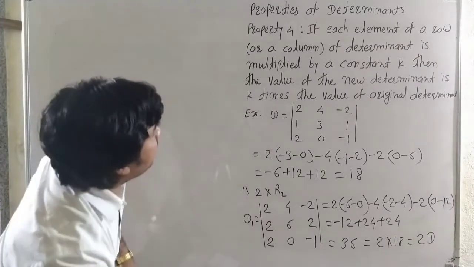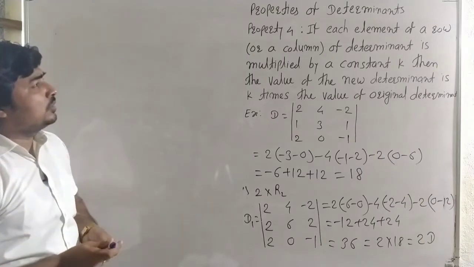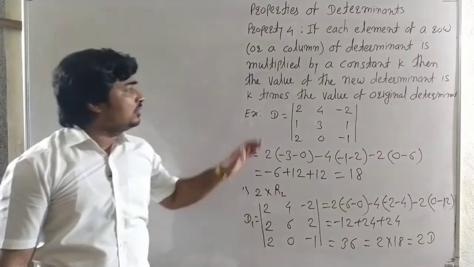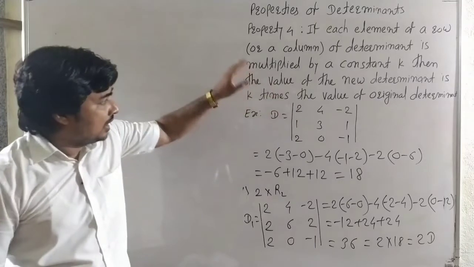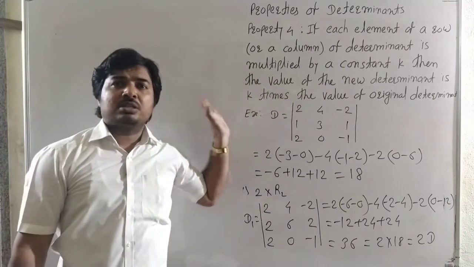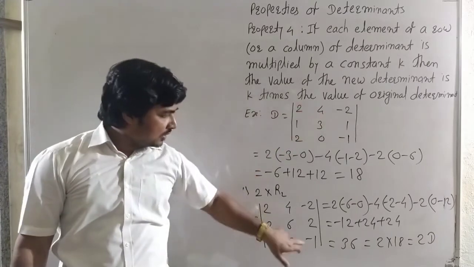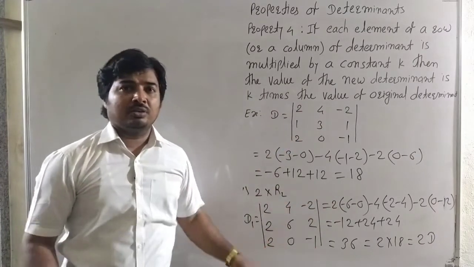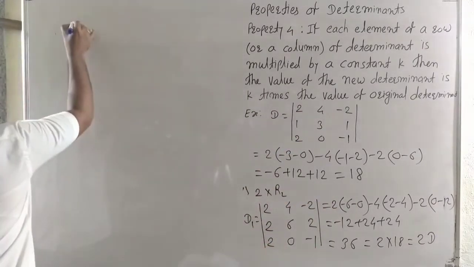Now, before seeing the next property, we can see the reverse use of this property. If we multiply all elements in a row or column by some number k, then the value of the obtained determinant is k times the original. Okay, now see one example here.